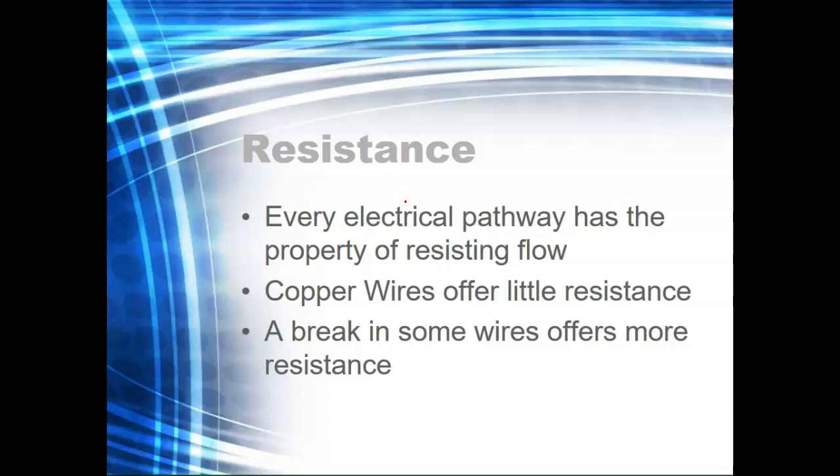So we have what's called resistance. And this is an element that every electrical circuit has to have. There is no dodging it, I guess you could say. So every electrical pathway has the property of resisting flow. Most wire offers little to no resistance until they have a break in the wire. Last thing you ever really want is a break in the wire. That tends to be rather disastrous. And we'll go over why when we get to the safety portion of this.